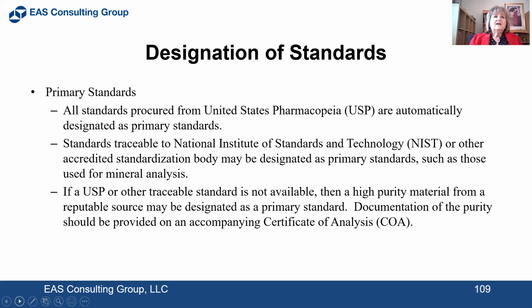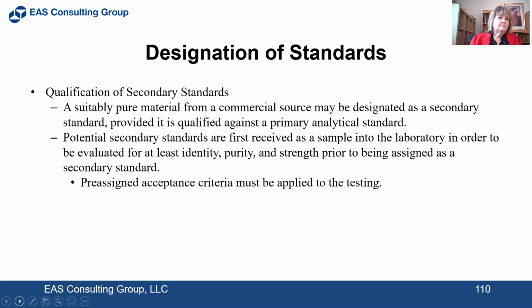If USP or other traceable standard is not available, then a high purity material from a reputable source may be designated as a primary standard. Documentation of the purity should be provided on an accompanying C of A. And I would only do that as a desperate last go if you can't find it anywhere else from NIST or USP.